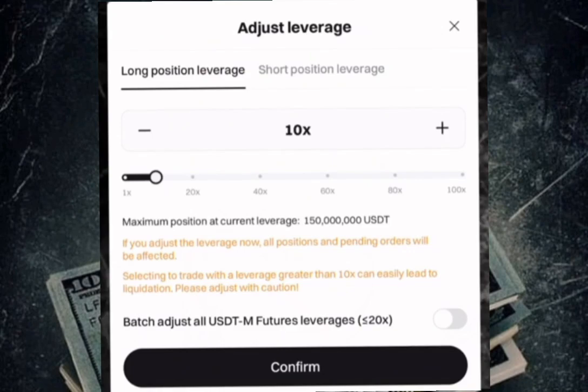So let's say, for example, you are trading with $200 from your wallet and then you are picking 20x leverage. So that will be $200 you are dropping multiplied by 20, which is $4,000. So that means you're entering the trade with $4,000.